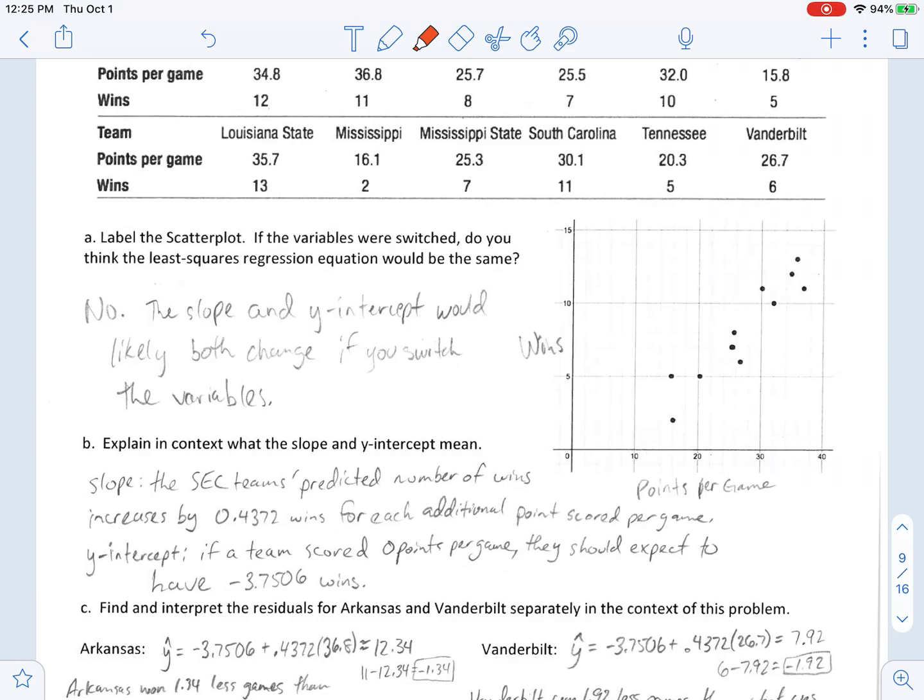Explaining context with slope. We've done this a ton. You should be getting really good at this. Slope is the predicted number of wins increasing by about 0.4372 wins for each additional point scored per game. And for the y-intercept, if the team scored 0 points per game, they should expect to have negative 3.75 wins, which doesn't make sense. It's possible to have 0 points per game, you just probably won't have any wins. You won't have negative wins, that's for sure, but that's technically what that means.